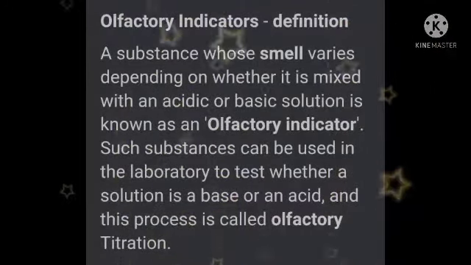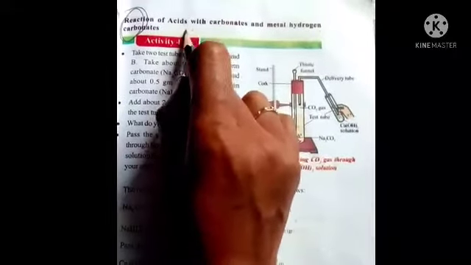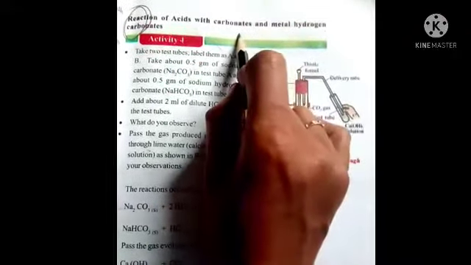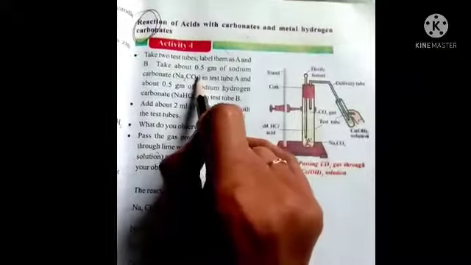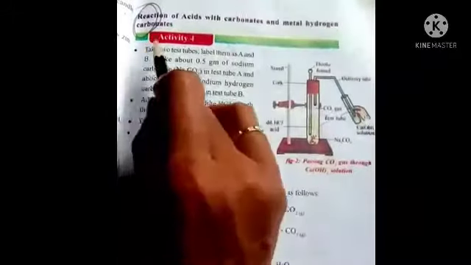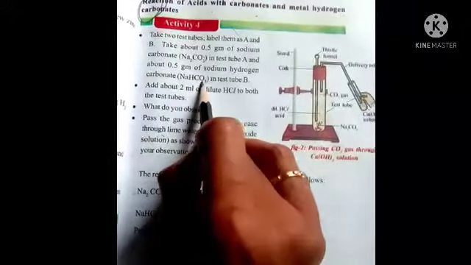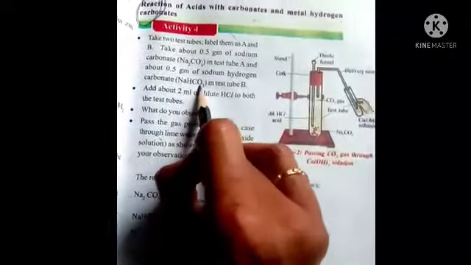Next is the reaction of acids with carbonates and metal hydrogen carbonates. Here, acids, that is H plus ions, react with carbonates. Here we take sodium carbonate, and for metal hydrogen carbonate, sodium hydrogen carbonate.